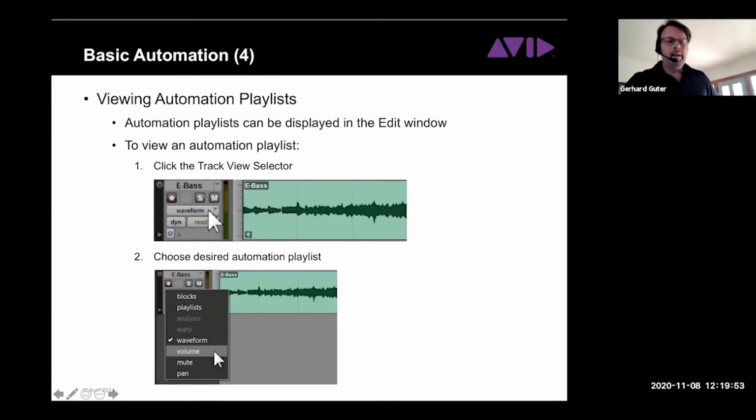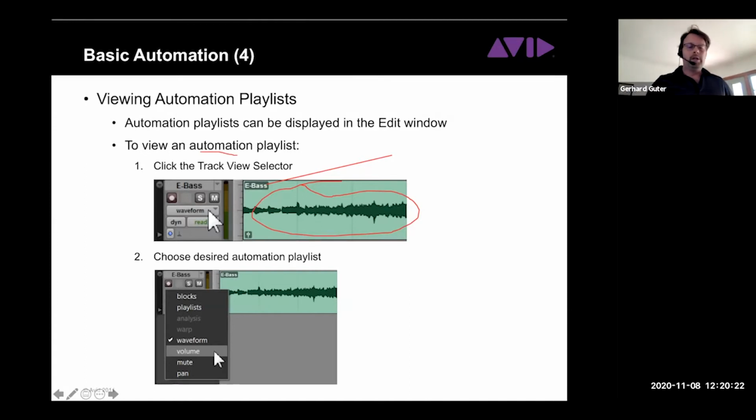So how do we view the automation playlist? Playlist is sort of a Pro Tools term, and it's used for whatever appears in this area right here. So that's a playlist. Sometimes you want to see the waveform or the audio clip there, but sometimes you want to see the automation, for example.